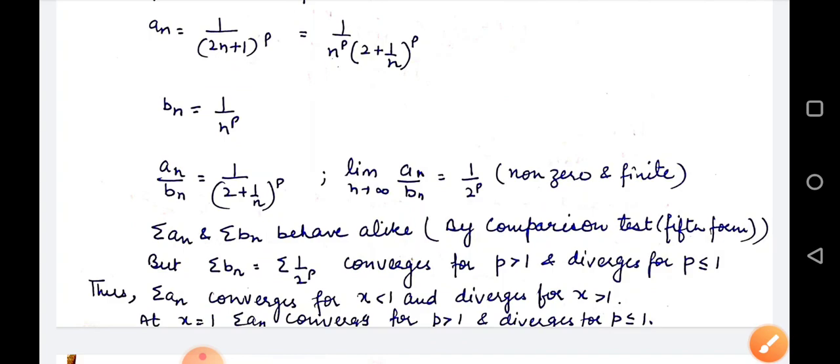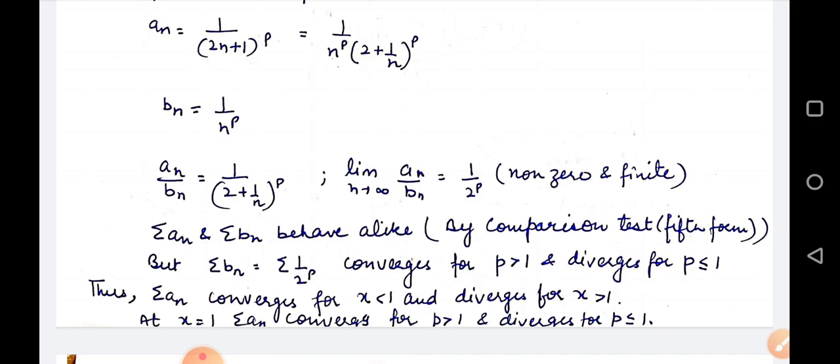So let us now check convergence of summation 1 upon n to the power p. So it will converge for p greater than 1 and diverge for p less than or equal to 1 by p series test. So here also a condition has come.